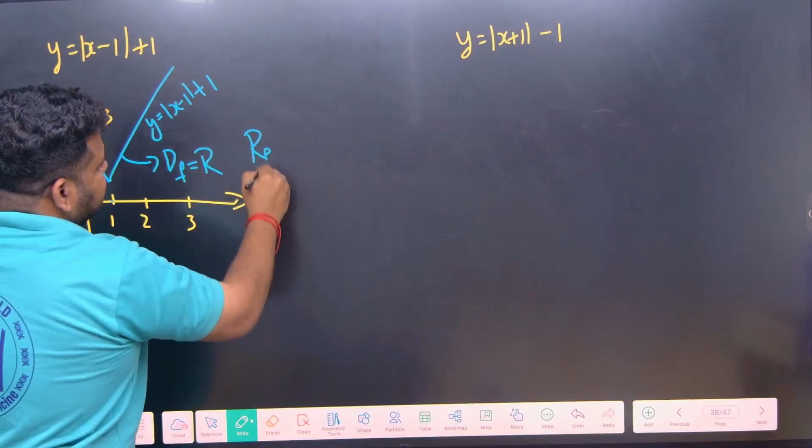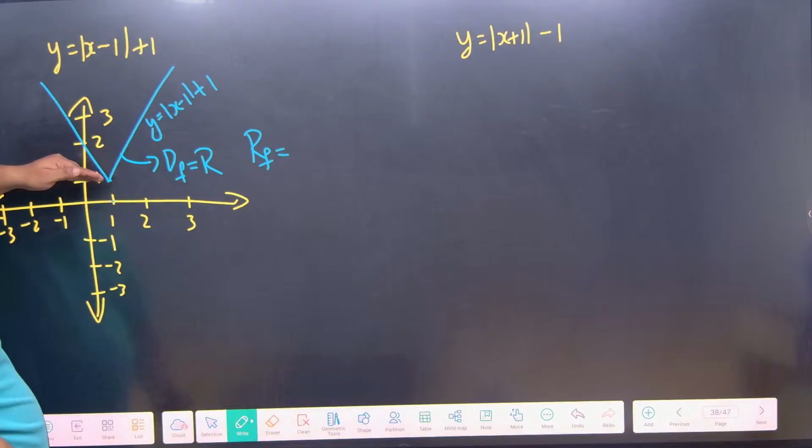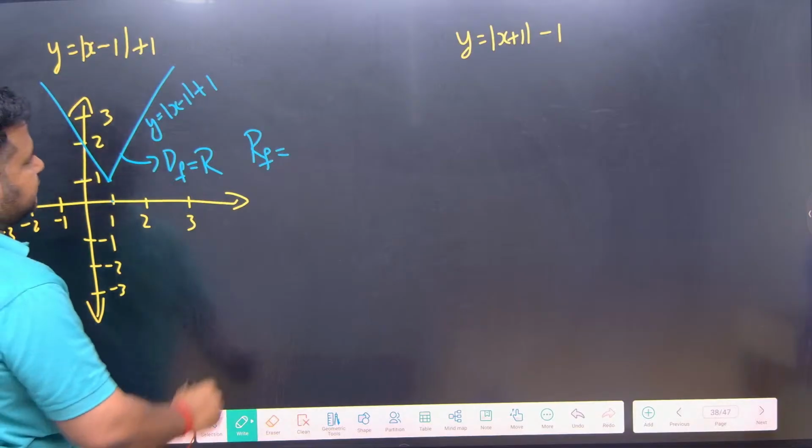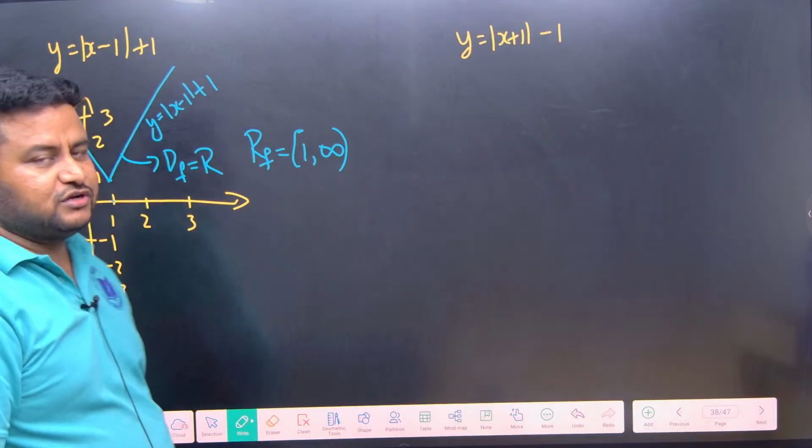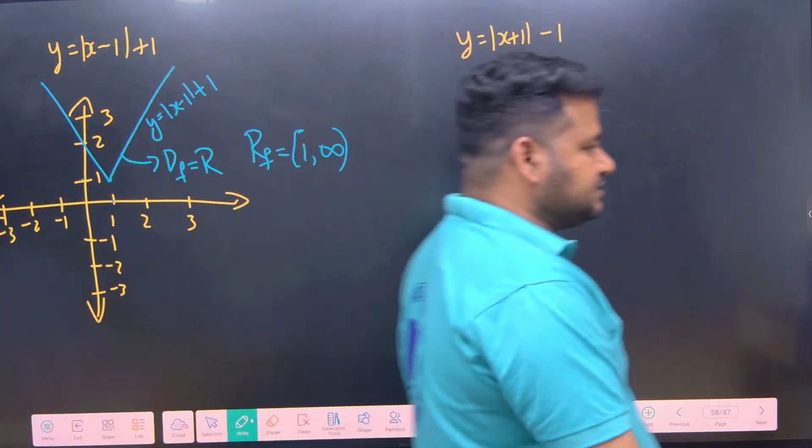What is the range of this function? If you look at the height, it is starting from what? It is starting from 1. So the range of this function will be what? 1 comma positive infinity. This is the range of this function, friends.